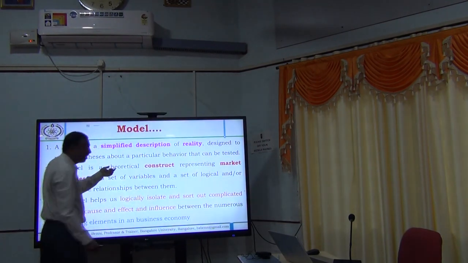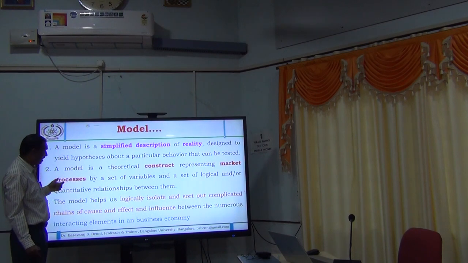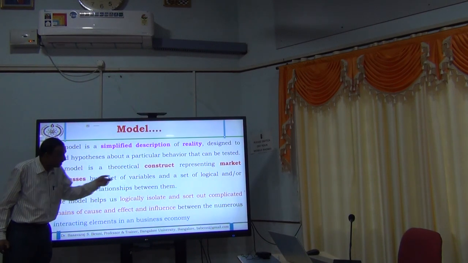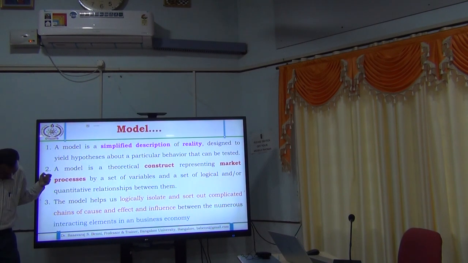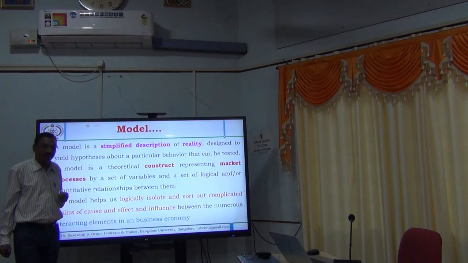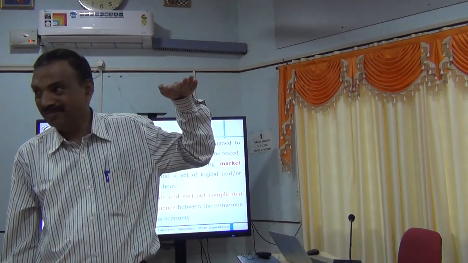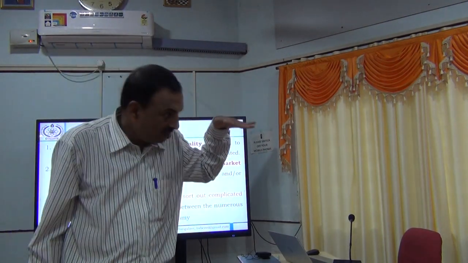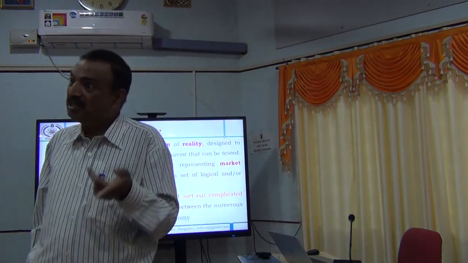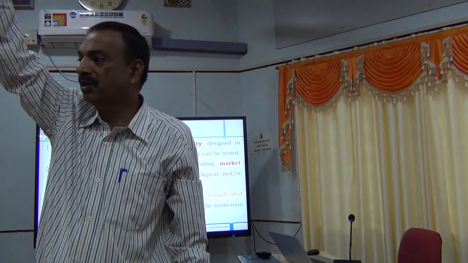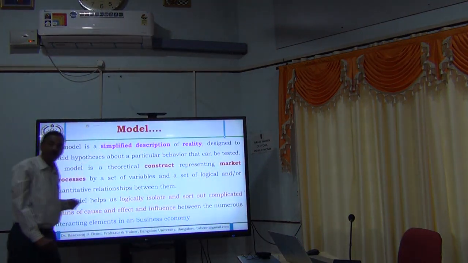Therefore, please understand, a model is a theoretical construct representing a market process by a set of variables, somebody say set of variables, and a set of logical and quantitative relationships. Logic: demand and price are negatively related. Demand and price negatively related. Price and supply are positively related. Price increases, supply increases. But in the case of demand, if price comes down, demand goes up. Look at the logical relationship and the quantitative relationship between the set of variables.